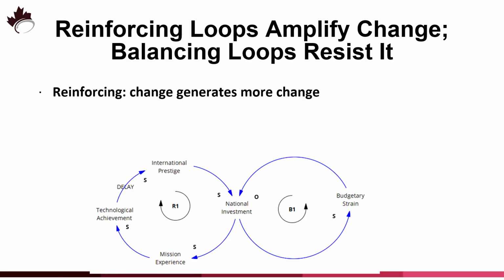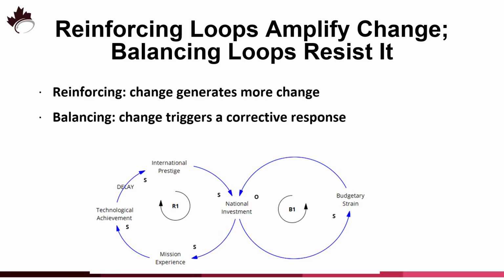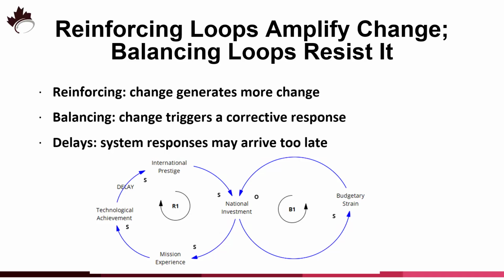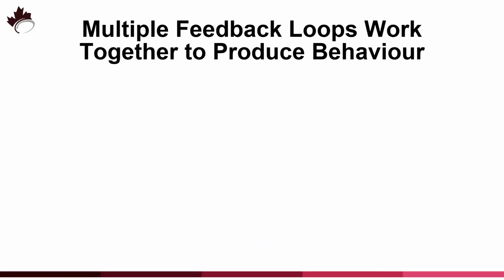In reinforcing loops, change generates more change, and in balancing loops, change triggers a corrective response. Delays may mean that the system responds, but that response may arrive too late. Then you can put many feedback loops together, and they can produce a model of a system. Then you can determine the behavior of the model.